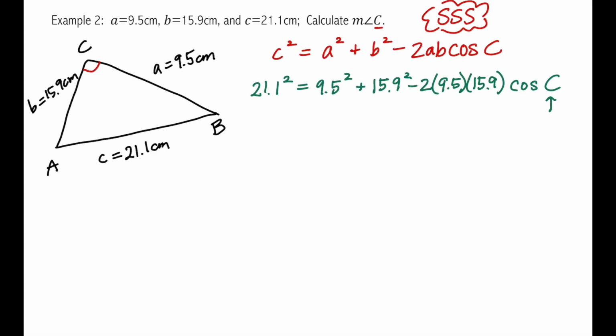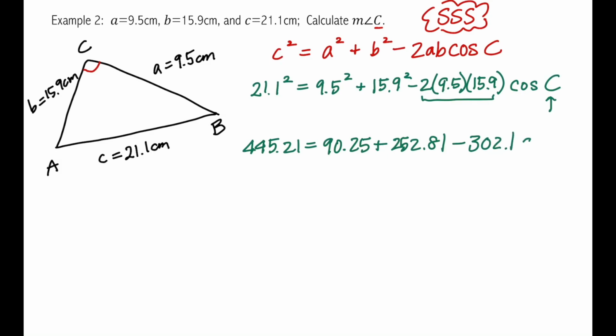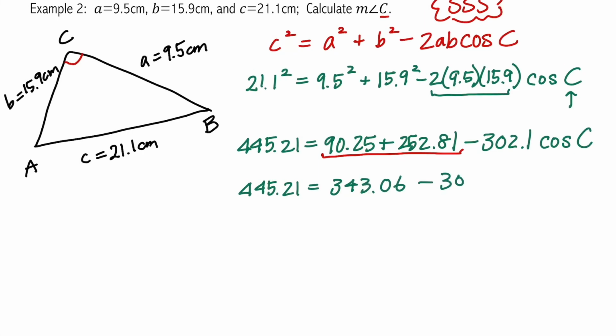So if we evaluate each squared value in our calculator, you should be getting the following values. So you should get 445.21 and 90.25, and 52.81 minus, and if I multiply these 3 values, I get 302.1, and I'm going to leave this as cosine C. Then I'm going to add these 2 values, which will give me 343.06.